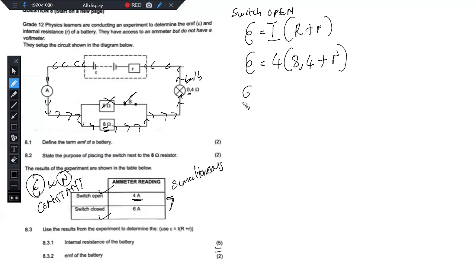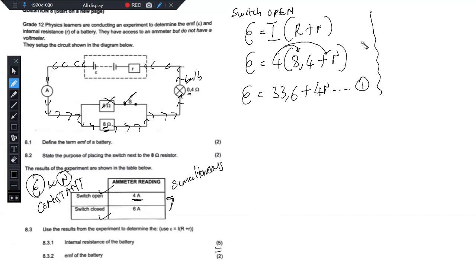What we are going to do now is simply multiply inside with this 4. So 4 multiplied by 8.4, that's 33.6. Then 4 multiplied by r, that's 4r. Now, since we don't have E and r, let's just call this equation number 1. Remember, in order to solve a simultaneous equation, you have to actually generate the equations, right?